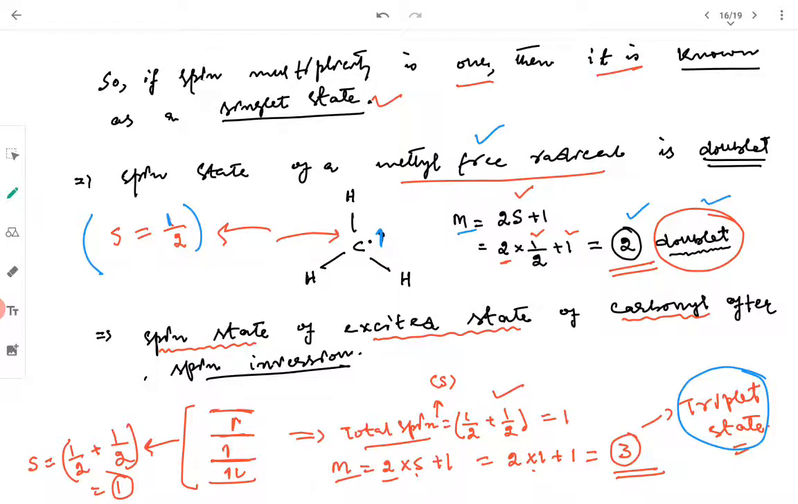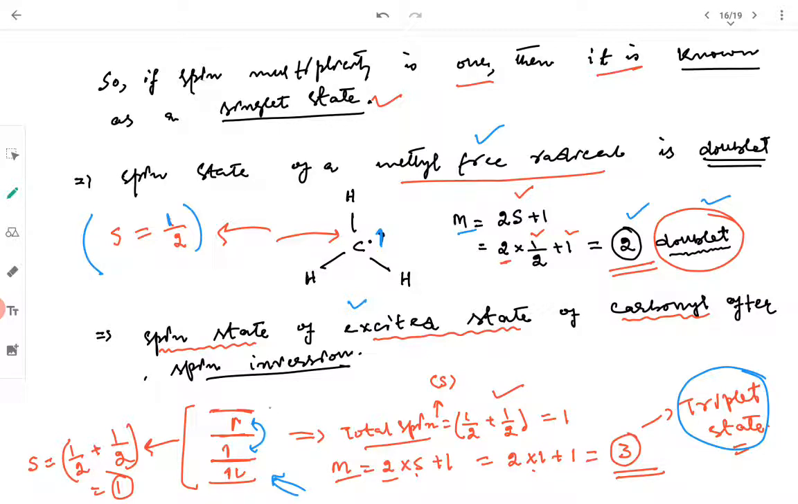What about this carbonyl after spin inversion? If we know the spin state of the excited state of carbonyl after spin inversion, what happens to this? In this molecule, it's an excited state molecule, but spin inversion has occurred here, meaning after the singlet state, spin inversion has occurred. Now these two electrons have the same spin, they have parallel spins.